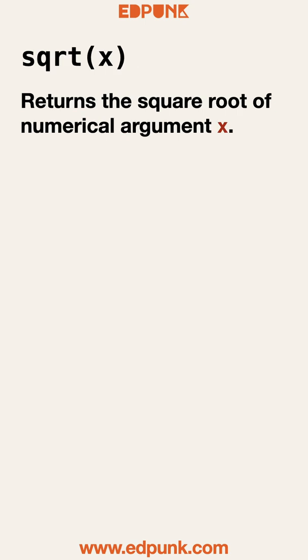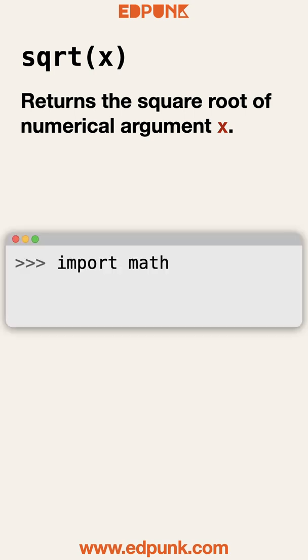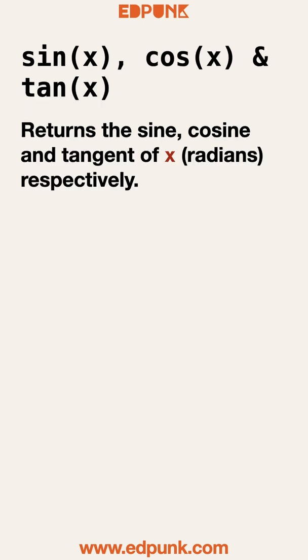The sqrt function returns the square root of the numerical argument. For example, let us import the math module. Now, math.sqrt 25 returns 5.0 as the square root of 25 is 5. Moving on to the next set of functions.